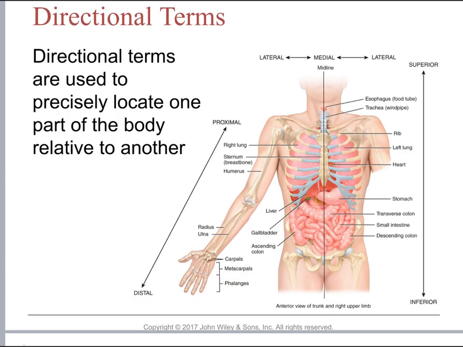Next is directional terms. Directional terms are used to precisely locate one part of the body relative to another. So let's start with superior and inferior. We can think basic English terminology, then apply this scientific word. So, for example, above and below, superior versus inferior. The head is what to the chest? So in your head you're saying, well, the head's above the chest, so we would use the word superior. If we flip it, the chest is what to the head, we'd use the word inferior.